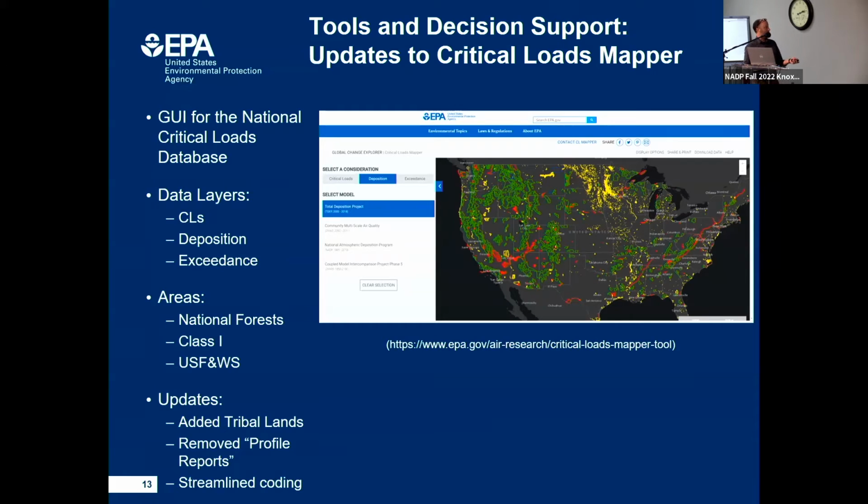But one of the major additions was the addition of tribal lands. We met with the National Tribal Air Association, and so we wanted to incorporate those boundaries into the tool and really streamline the coding. It had been handed off from kind of contractor to contractor over the years, and it had gotten a little buggy. So it's a lot faster now. So I encourage you all to get online and check it out.